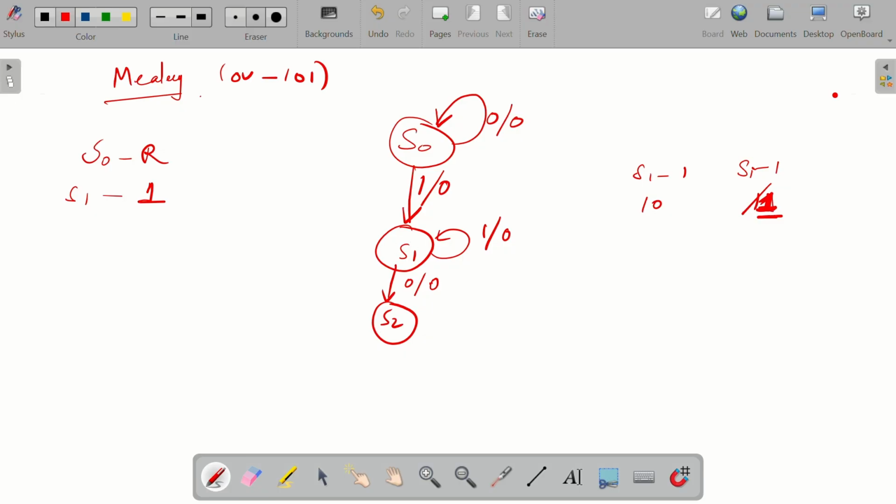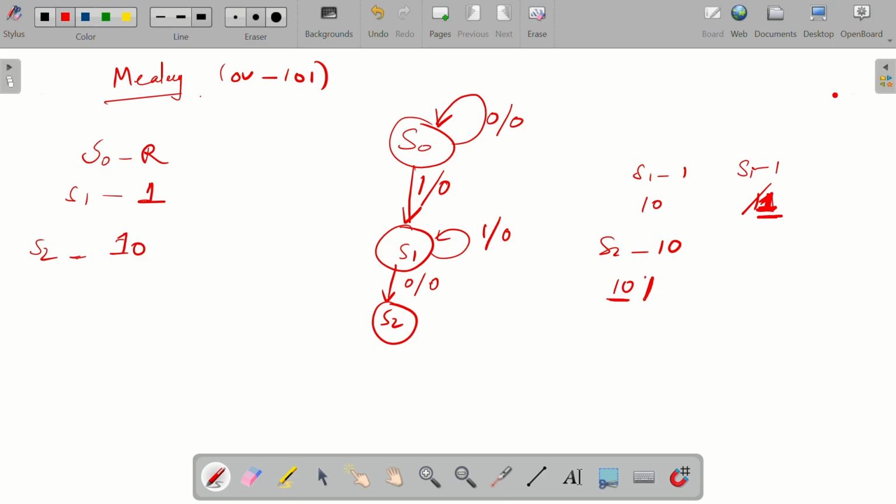Now we will look at the S2 state. In S2 state, I already have 1 0 with me. So in order to detect the sequence, I need another 1. So after this 1 0, if I get a 1, this means I have detected my sequence.